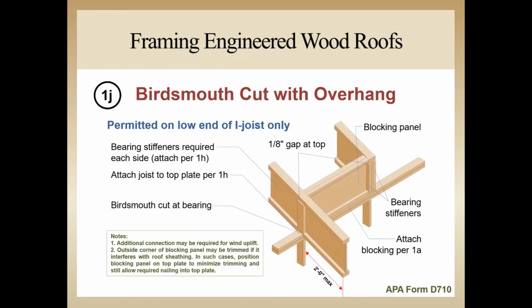In this detail, we're just adding blocking panels to detail 1H. As always, the blocking panels are attached with 8-penny common nails, face nailed at 6 inches on center, with no fewer than 3 nails connecting each blocking panel to the top plate.